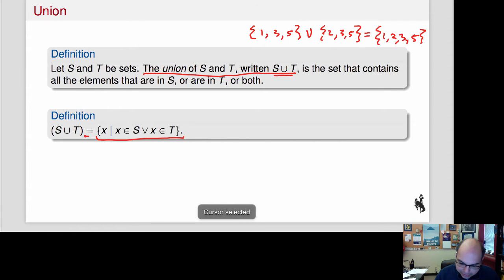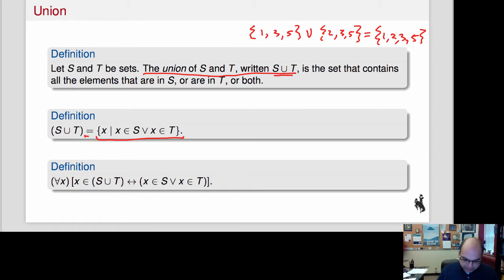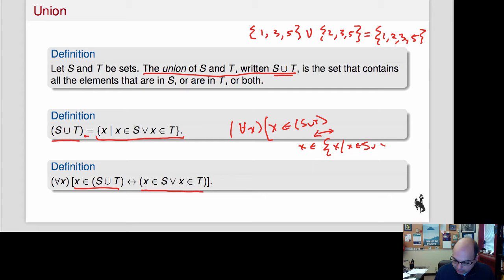Okay. Now it turns out that there's also another way to turn this into math, and this way, instead of thinking of the set, I'm going to think of the elements in the set. So what I'll say is that X belongs to the union if and only if X belongs to S or X belongs to T. Now I want to make this clear. This is not a new definition. This is actually pretty much the same thing as what I had here, because this is an equality, right? So an equality tells us that X belongs to the first set, which is S union T, if and only if X belongs to the second set, X belongs to the set of all X such that X belongs to S or X belongs to T.